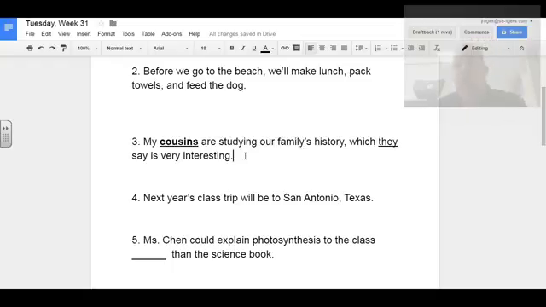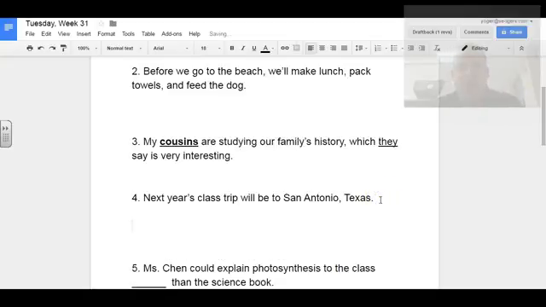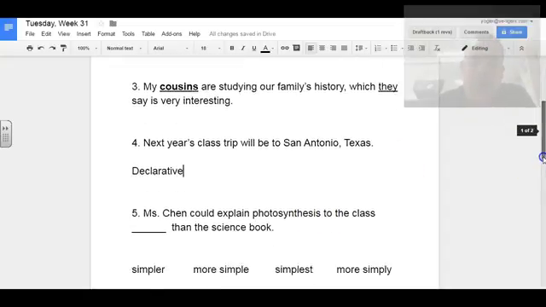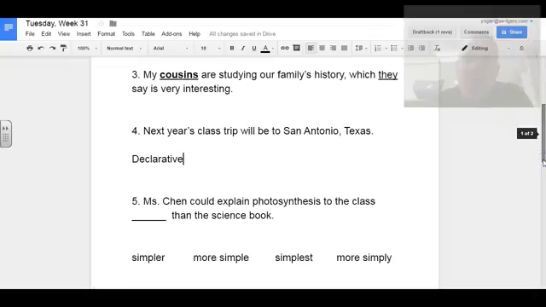Number 4, next year's class trip will be to San Antonio, Texas. They're asking for which type of sentence that was. That is a declarative sentence because that's simply making a statement. Pretty simple. And number 5, Miss Chen could explain photosynthesis to the class blank than the science book.